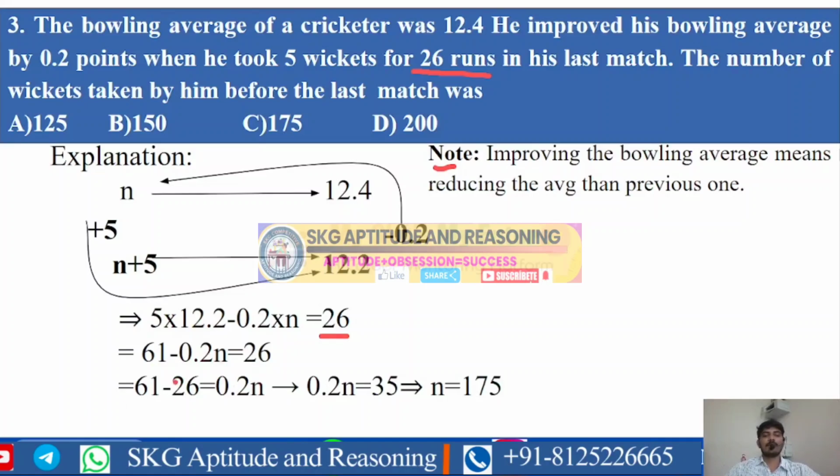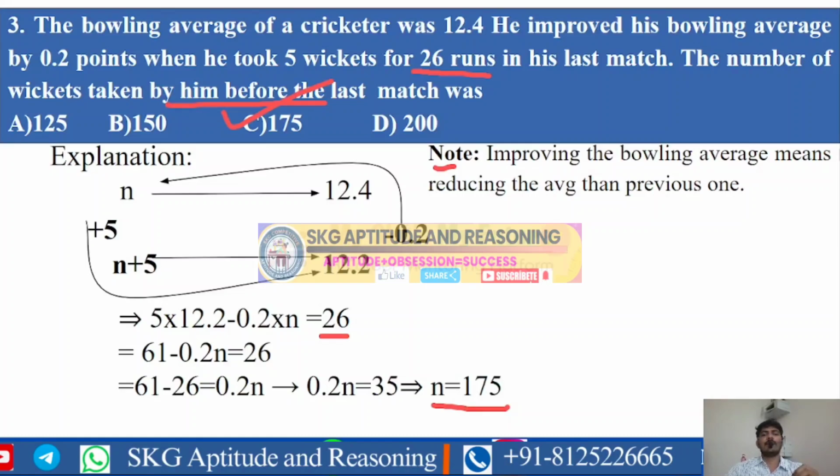If I simplify this equation, 0.2n equals 35. So the number of wickets taken by him before the last match was 175 wickets. If we go with the circle method, we will get the answer directly.